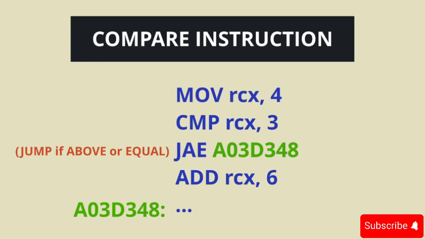So in this case, because 4 is above or equal 3, the jump will occur, and then we'll skip the add instruction just like before. However, if let's say instead we had moved the number 2 inside RCX, then the jump would not occur and we would not skip the add instruction. That's it. That's comparisons, and comparisons are always attached to some type of jump. This is all we'll see for now, and let's move on to a practical example.